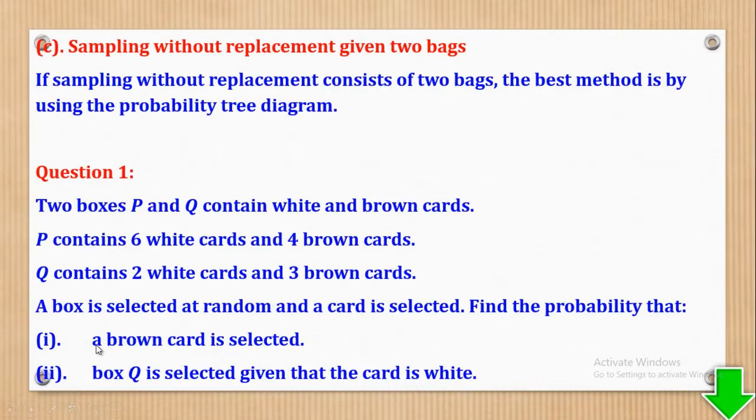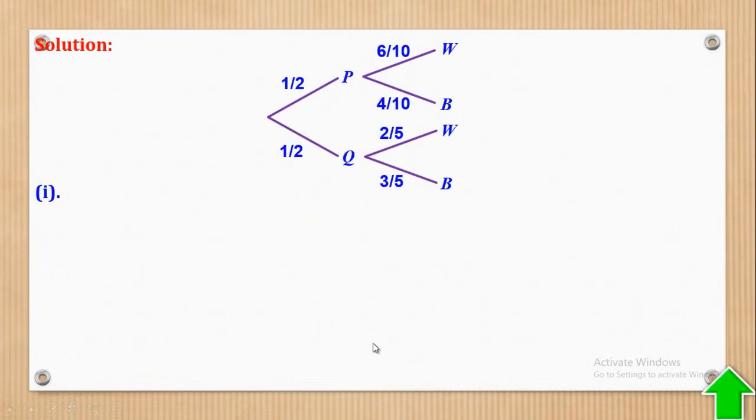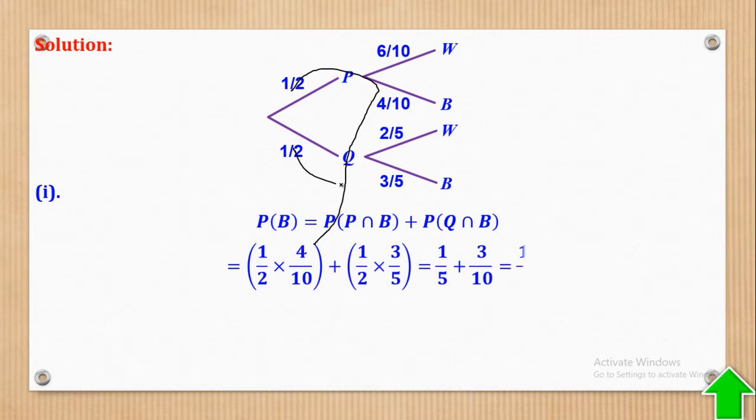Question 1 says a brown card is selected. So brown, it means there is this option and also this option. Therefore P brown will be probability of box P intersection brown plus probability of box Q intersection brown, which is this times this to give you this, and this times this to give you this. In the end you come up with a half as the required answer.